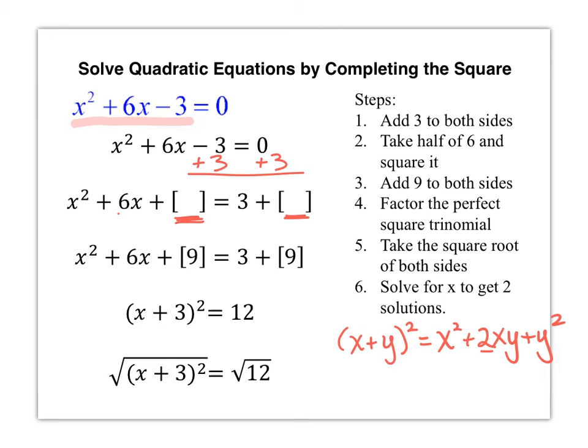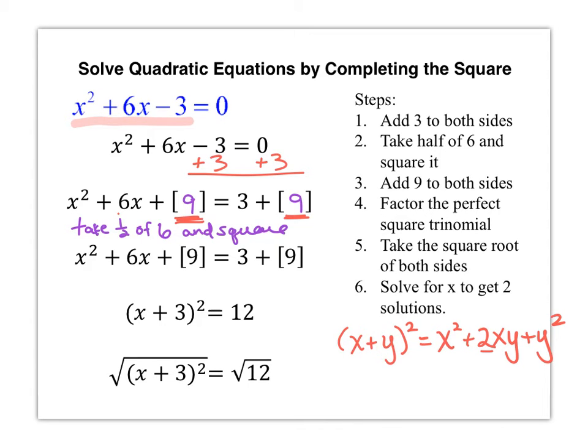The trick here is to take half of that middle term and the coefficient of 6. Take half of 6 and square it. Since half of 6 is 3 and 3 squared is 9, we're adding a 9 in the space on the left side, and whatever you do to the left side, we're going to add the same thing on the right side.